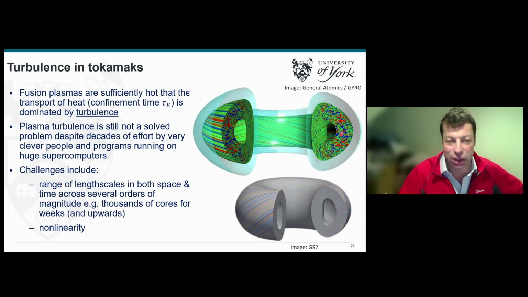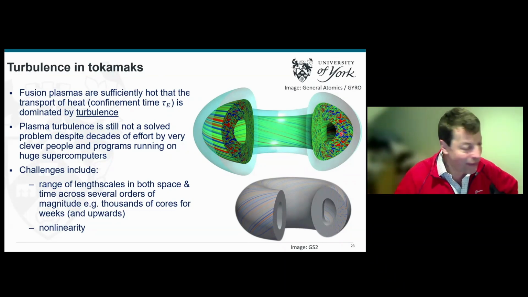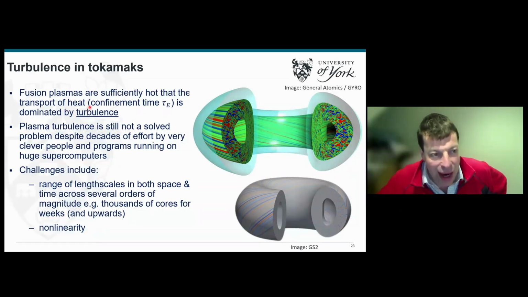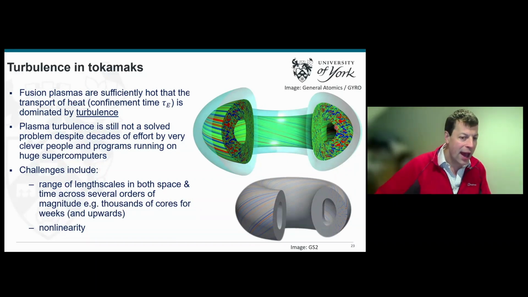If you take a boiling kettle, for example, the transport in that boiling kettle is like really strong convection, a little bit. Anyway, plasma turbulence is what determines how heat is transported from the inside of your tokamak to the outside of the tokamak.